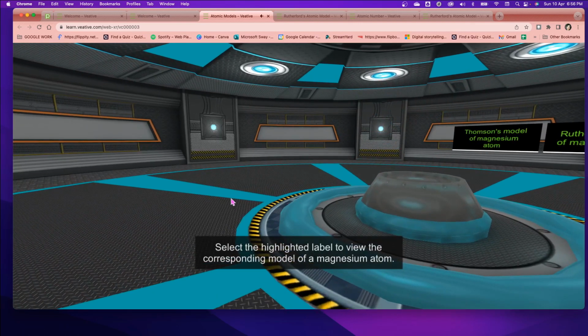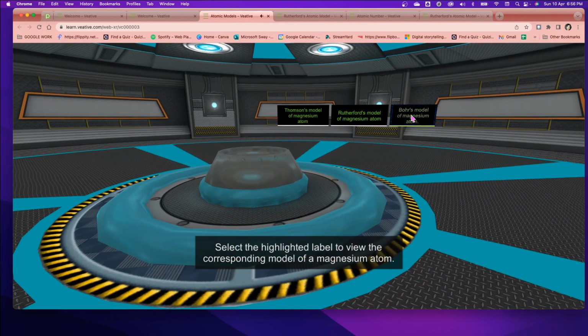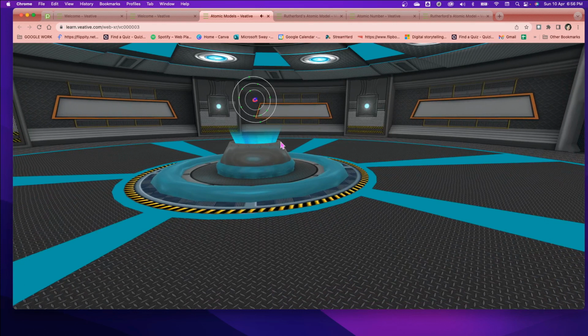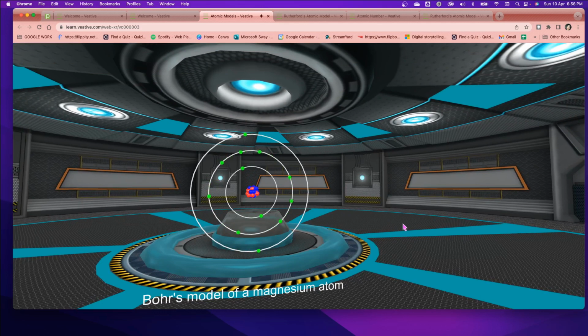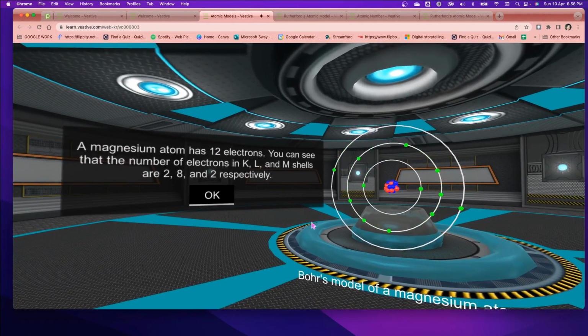Select the highlighted label to view the corresponding model of a magnesium atom. In 1913, Niels Bohr described a new arrangement of electrons in an atom to explain its stability. According to Bohr's atomic model, the electrons move rapidly around the nucleus in fixed circular paths called energy levels, denoted by the numbers 1, 2, 3, and so on. A magnesium atom has 12 electrons. You can see that the number of electrons in the K, L, and M shells are 2, 8, and 2 respectively.